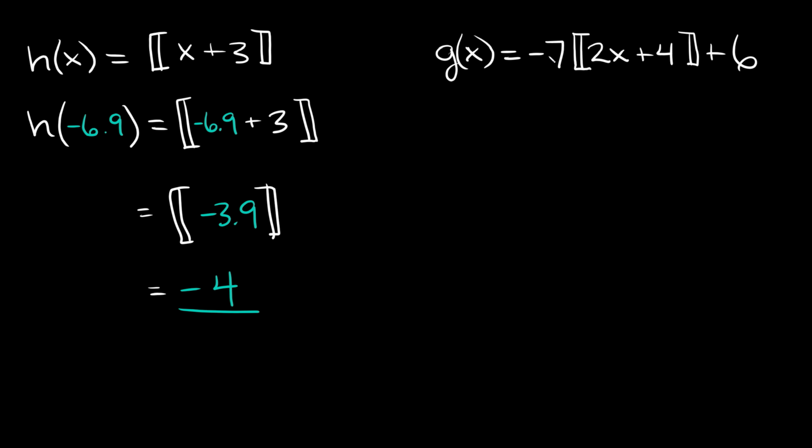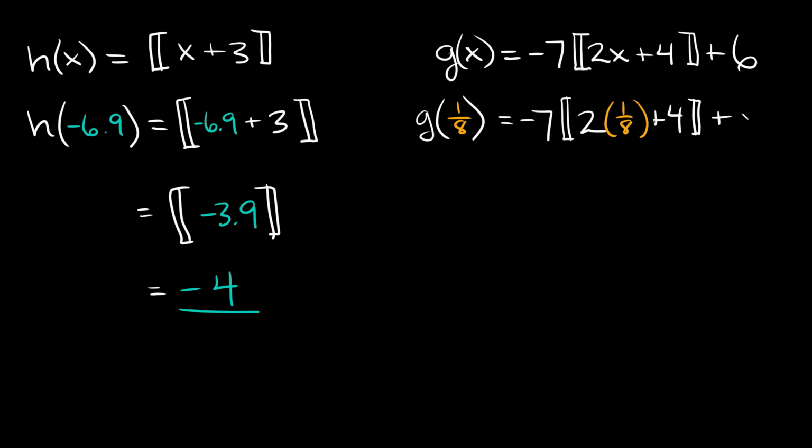So here we have g of x is equal to negative 7 times the greatest integer less than or equal to 2x plus 4, and then plus 6 at the very end. This time let's say we want to evaluate g of 1/8. Let's plug in 1/8 right there. So what are we going to get? This is going to be equal to negative 7 times our bracket things, where we're going to get 2 times 1/8 plus 4, and then we'll close these, plus 6.